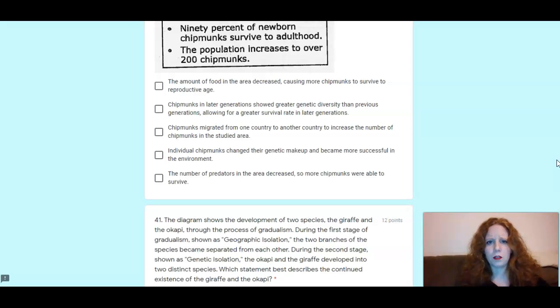No, that's not how that works. Chipmunks in later generations showed greater genetic diversity than previous generations, allowing for greater survival rate in later generations. Okay, translating to chipmunks in later generations had adaptations that were passed on to their offspring for better survival rates. Okay, that sounds doable. Next one. Chipmunks migrated from one country to another country to increase the number of chipmunks in the studied area.